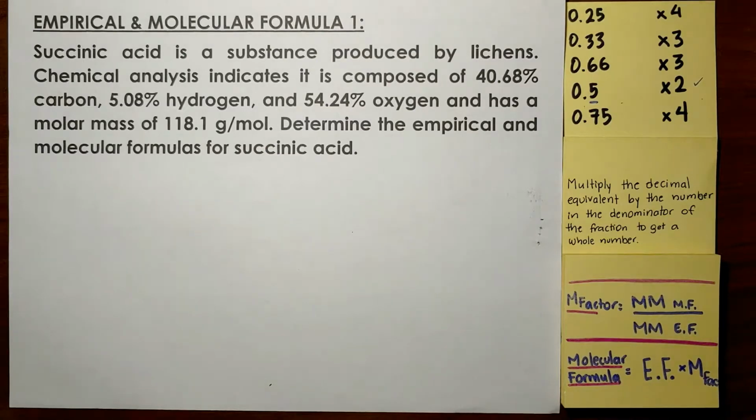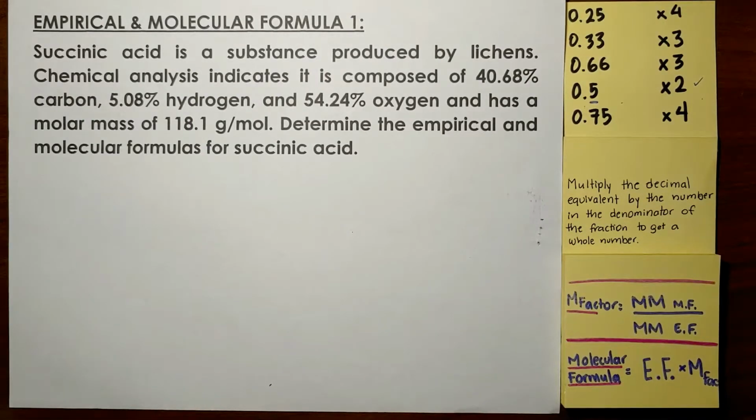Today we're going to learn how to get the molecular formula from the empirical formula. Succinic acid is a substance produced by lichens. Chemical analysis indicates that it is composed of 40.68% carbon, 5.08% hydrogen, and 54.21% oxygen, and it has a molar mass of 118.1 grams per mole. Determine the empirical and molecular formulas for succinic acid.